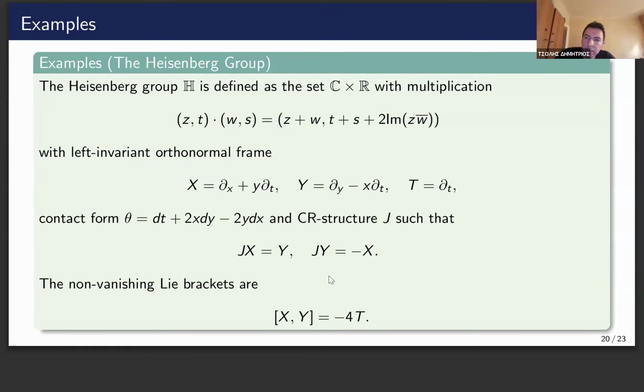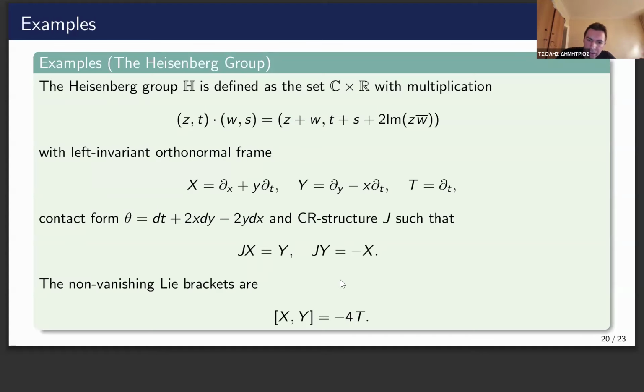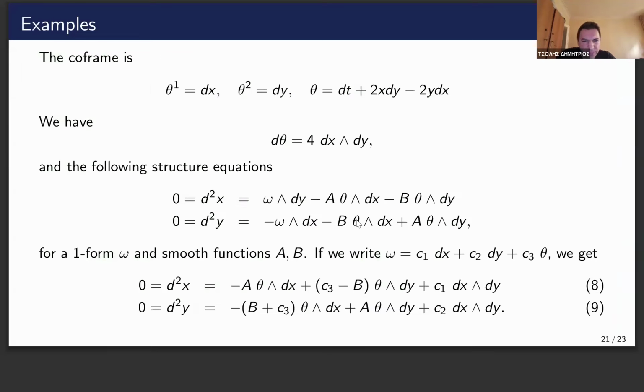And we can use this knowledge to compute the curvature of the Tanaka-Webster connection. Now let's take its coframe. The coframe, if computed, is just theta 1 is just dx, theta 2 is just dy, and theta is just the contact form. So we have that d theta is 4 dx dy. Now this comes from this. So it's minus 4, so it's actually 4.